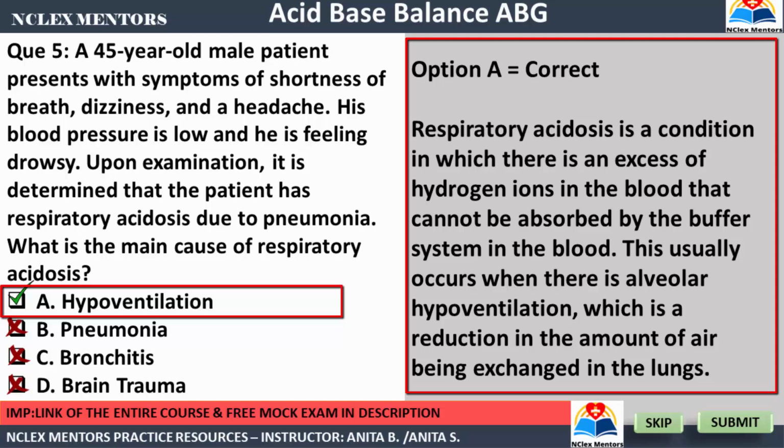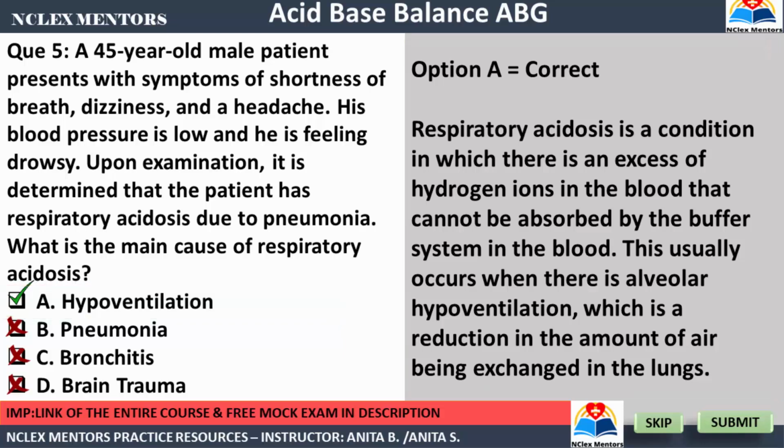Respiratory acidosis is a condition in which there is an excess of hydrogen ions in the blood that cannot be absorbed by the buffer system in the blood. This usually occurs when there is alveolar hypoventilation, which is a reduction in the amount of air being exchanged in the lungs. Other causes of respiratory acidosis include airway obstruction or ventilation obstruction, such as pneumonia, bronchitis, asthma, pulmonary edema, COPD, and emphysema. I hope you solved this one correctly. Let's solve the next question.